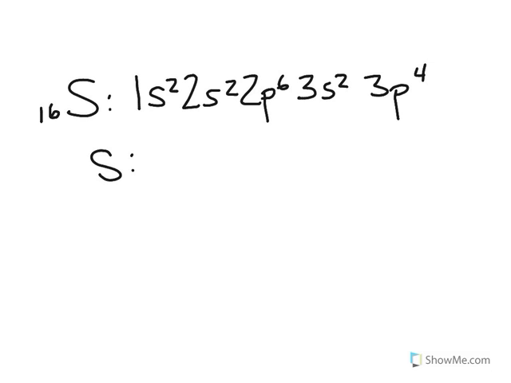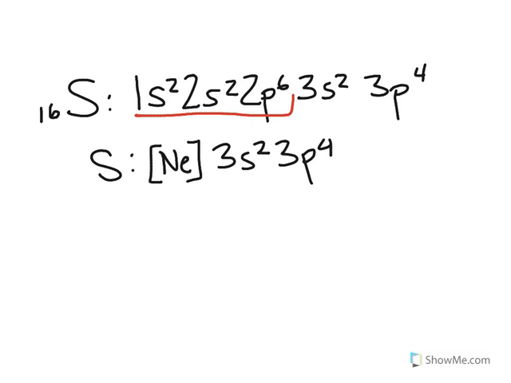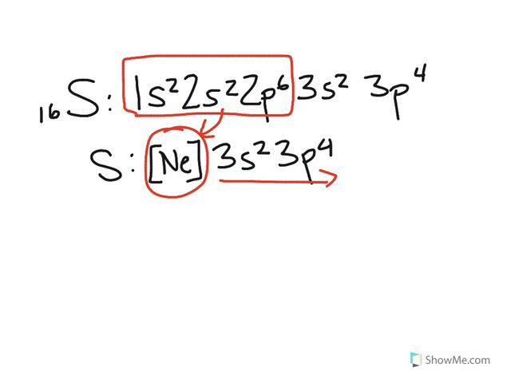So if I was writing the noble gas notation for sulfur, I'd write neon. And then 3s2, 3p4. Now note that this right here, what I'm boxing in red, is the electron configuration for neon. And I'm just writing a shorthand version of it, so I'm converting that into this, and then starting from where I left off, right here. Cool? All right, let's do something that's a little bit more challenging.